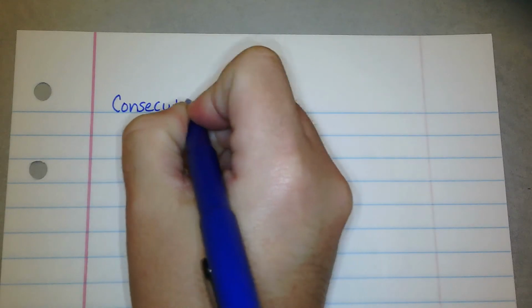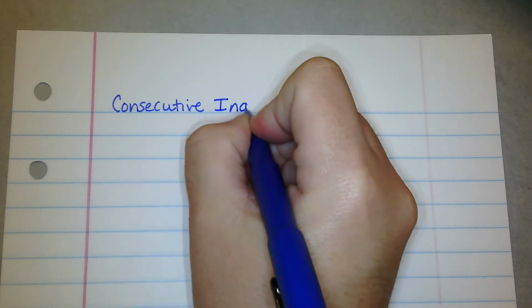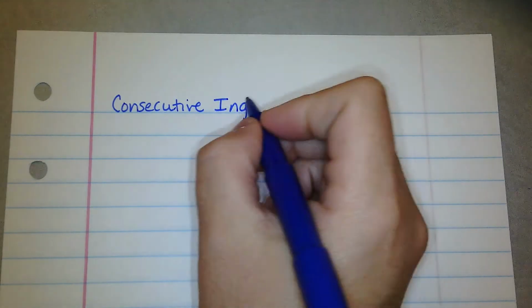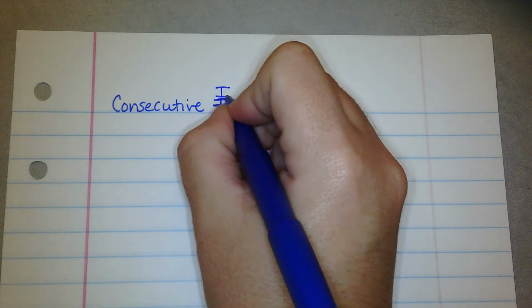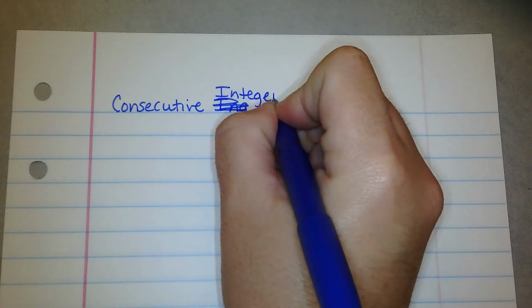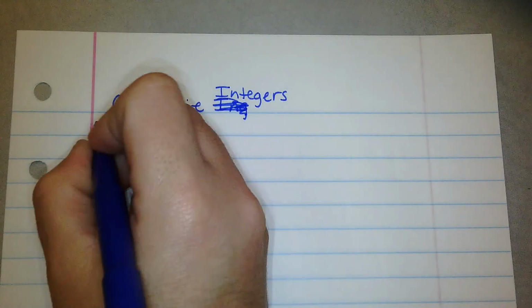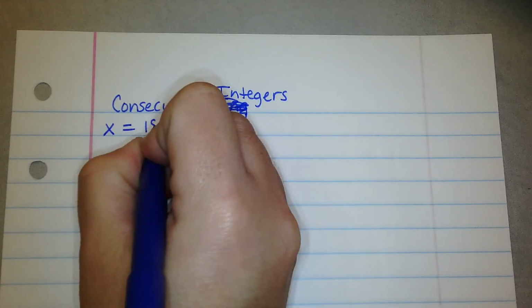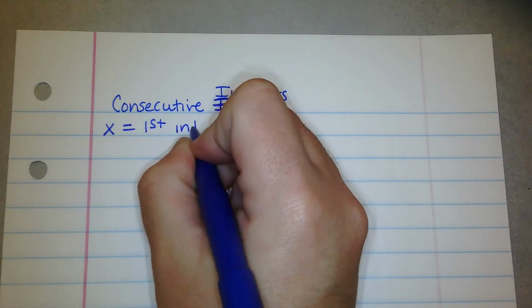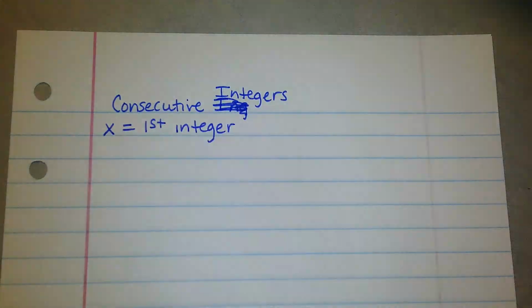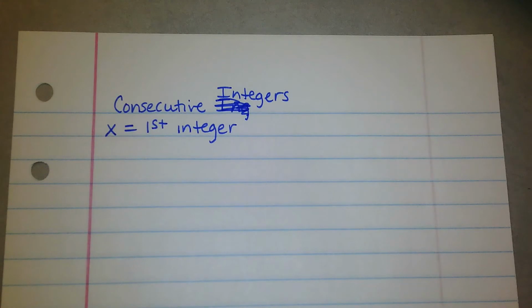The first thing you need to know when we're doing consecutive problems is that x is always the first one. So when you're doing consecutive integers, keep in mind that whatever the word problem says, x is always the first integer. Okay? Now, let's go ahead and take a look at our first example.